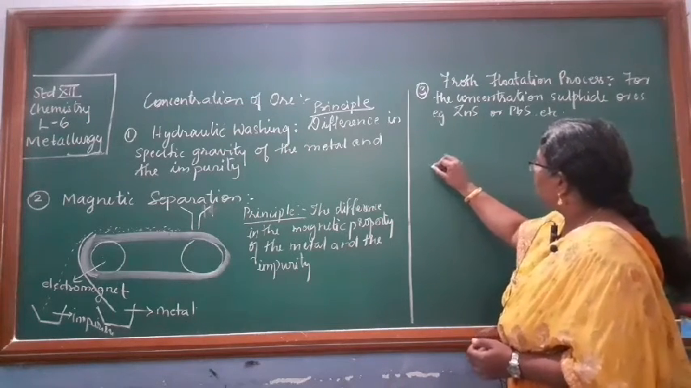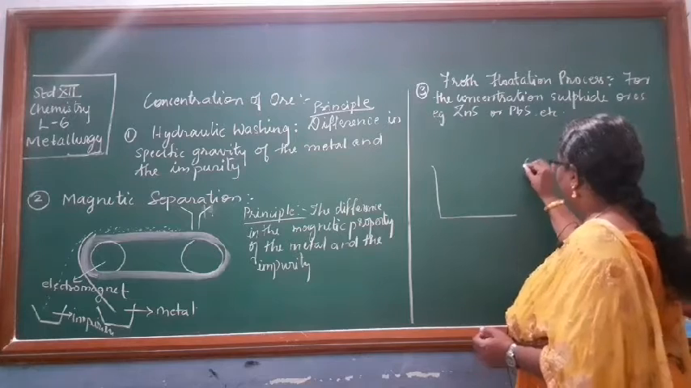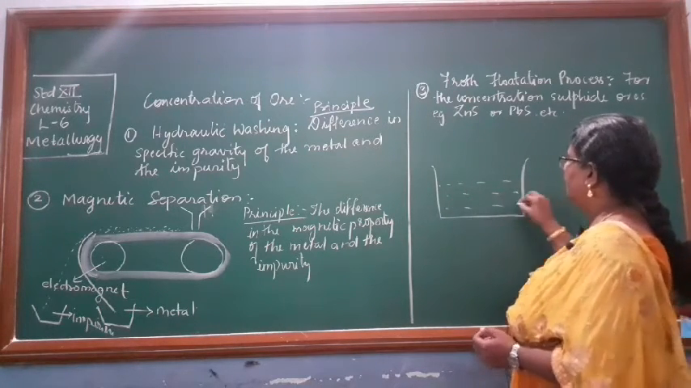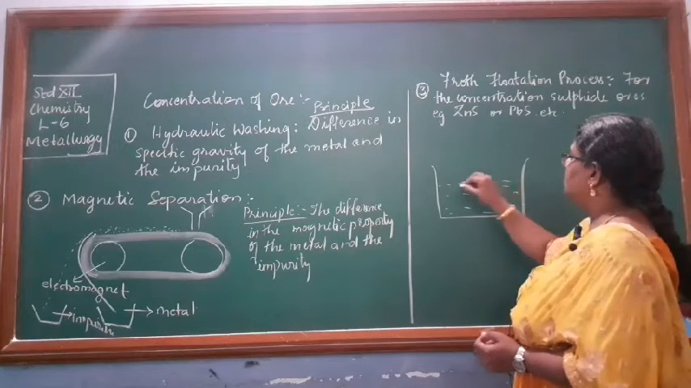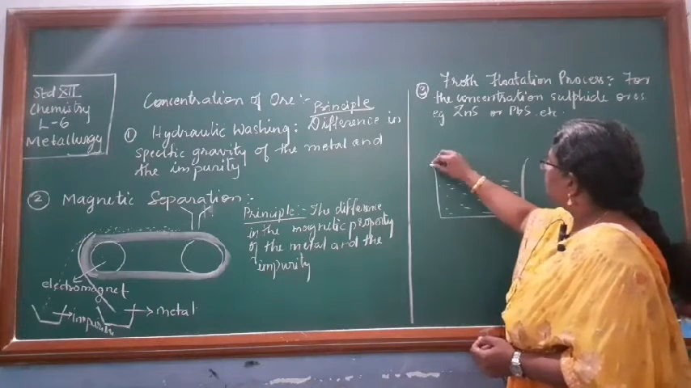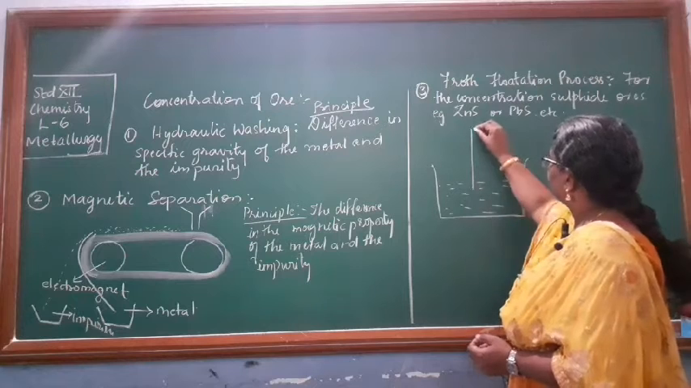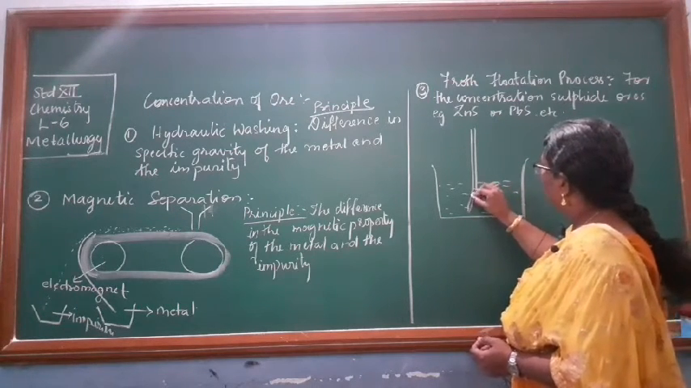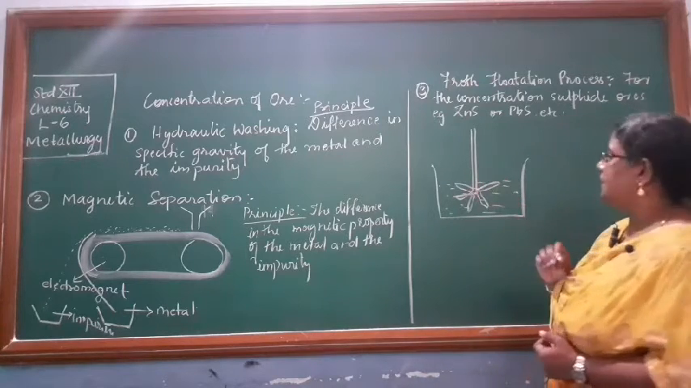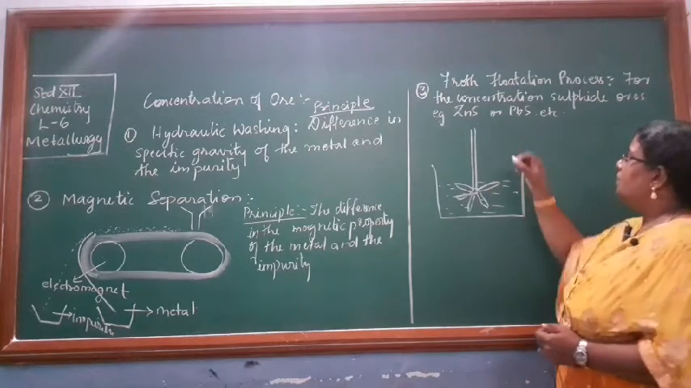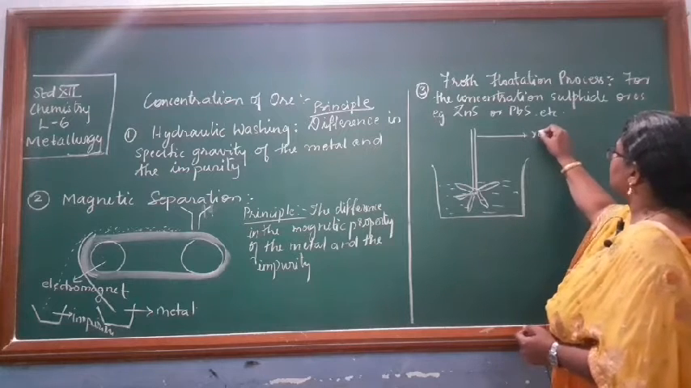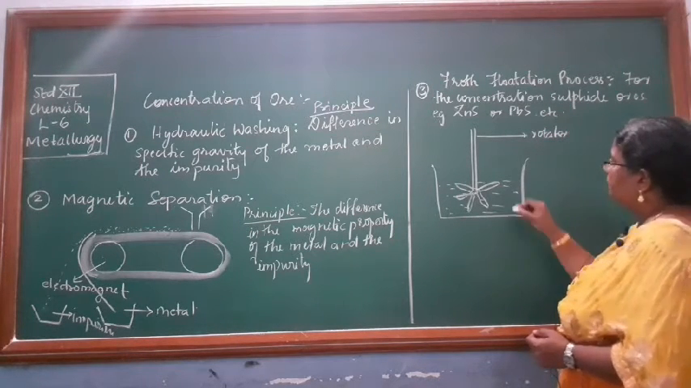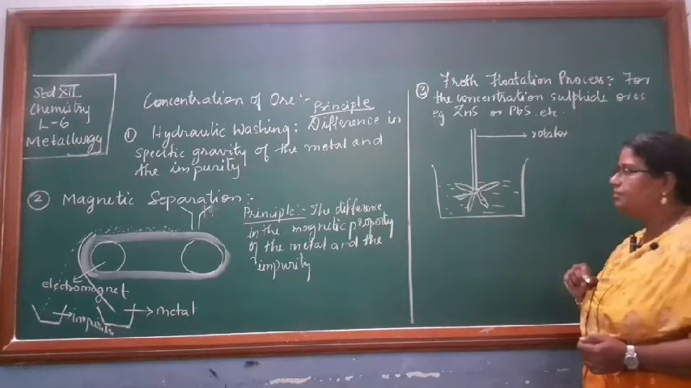Now here, what is involved? There is a huge tank. In this tank you are filling water, and there is a rotator which rotates at very high speed. You can draw this rotator. So this is the rotator, and these are the blades of the rotator.